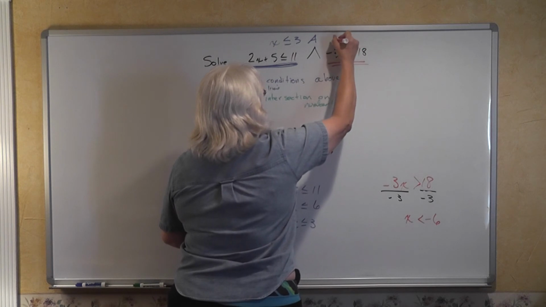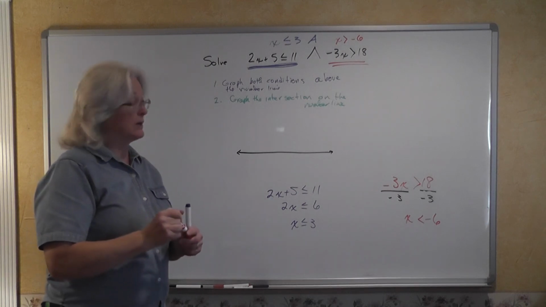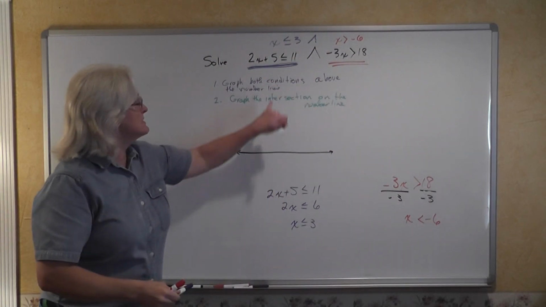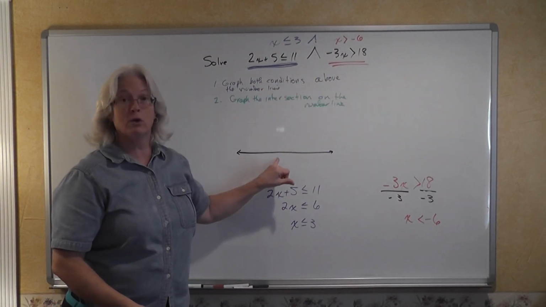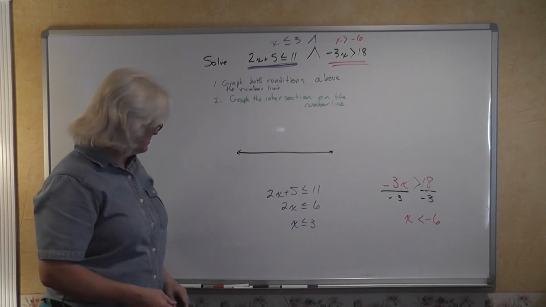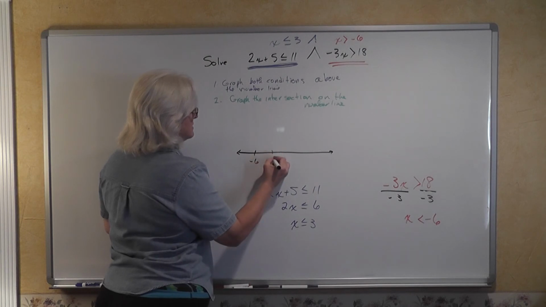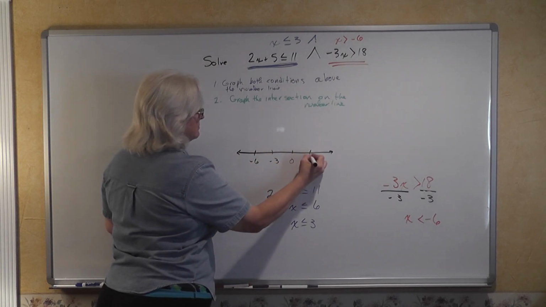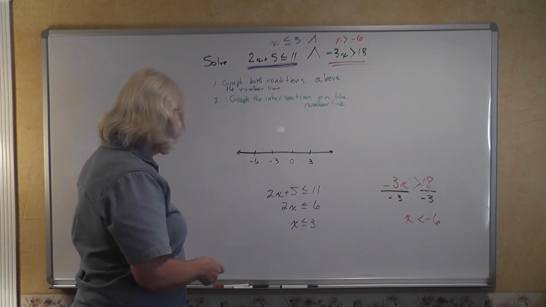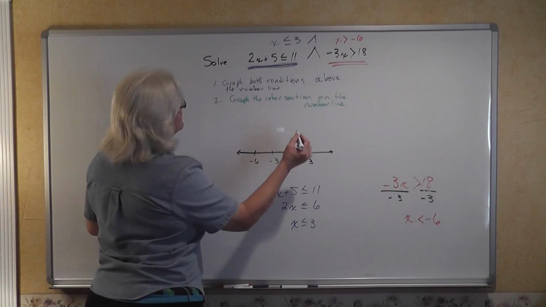What you have to do is simplify the inequalities before you know how to graph them. Now we know that we have endpoints 3 and negative 6 that we want to be dealing with. So I can have negative 6, negative 3, 0, 3, and let's go ahead and graph both conditions above the number line. First, I have x is less than or equal to 3.